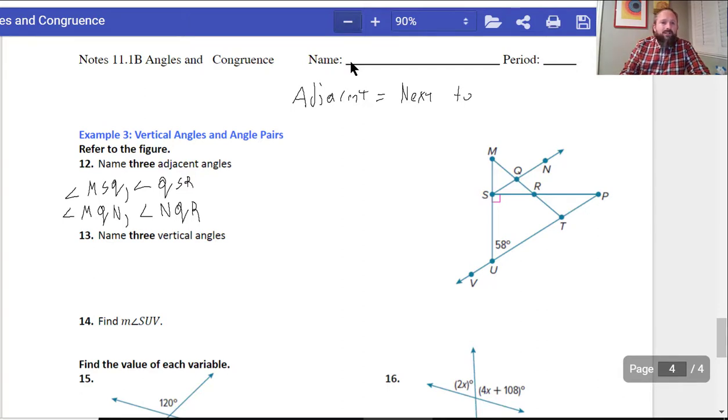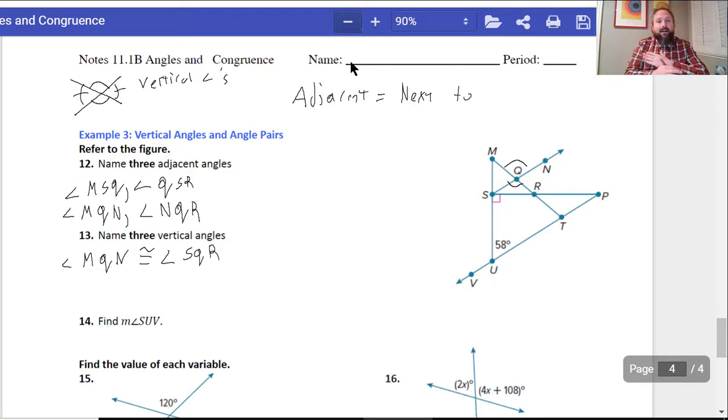So now, question 13, name three vertical angles. Well, vertical angles are across from two lines. So for example, these right here are vertical angles. They are across like that. So we just find two lines that cross each other and be like, all right, here and here. So angle MQN and angle SQR. Those are two angles that are vertical, meaning they're across two lines that intersect.